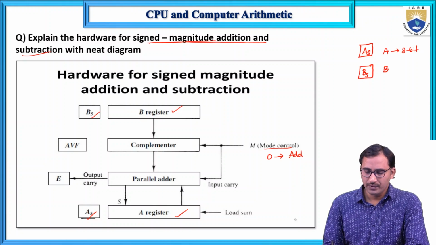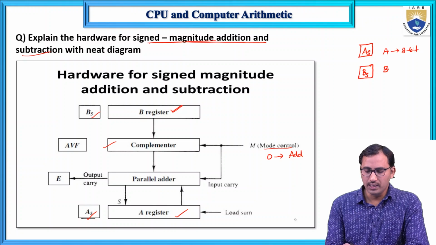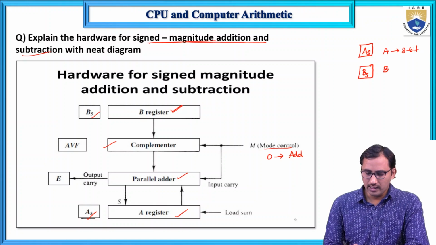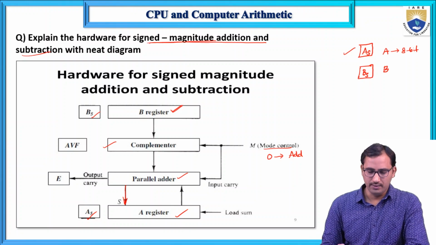When M is equal to 0, the complementer will not perform any operation. Whatever value is in the B register is given to the parallel adder. Similarly, the A value is also given to the parallel adder. The parallel adder performs the addition A plus B and gives the result, which is stored in the accumulator. The accumulator is a combination of AS, A, and AVF, the add overflow. If performing addition produces any carry, that will be stored in AVF. So that is addition.